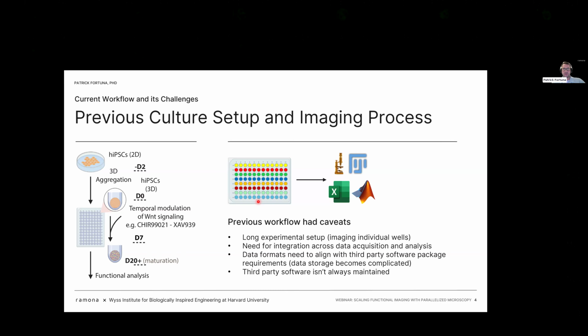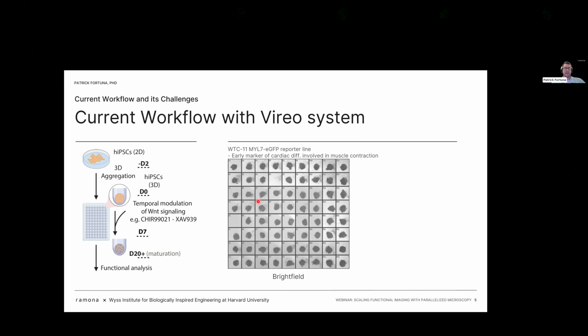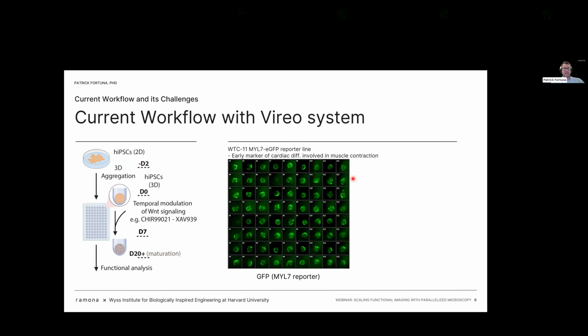So with the Vireo system, what's been really great is here, for example, I'm just showing a cutoff section of my 96-well plate. This isn't the whole 96-well plate. Here I'm imaging in bright field. I'm using a cell line you can purchase from Coriell. It's got a MLC2v GFP reporter in it. So it's nice, you can test how well your differentiation happened, because if you image in GFP, you can see if this marker is actually present.